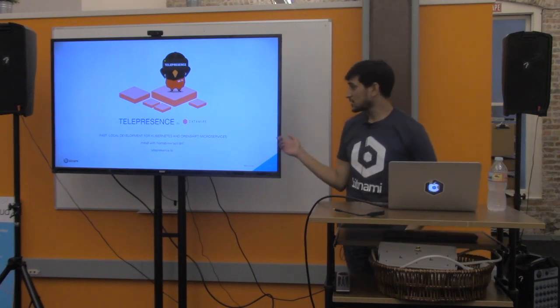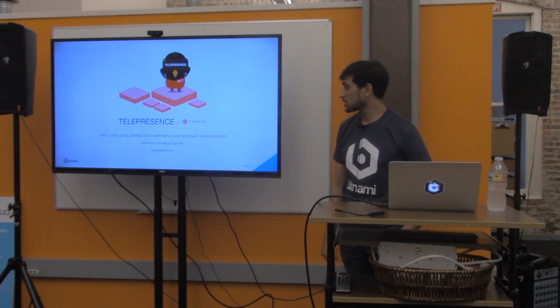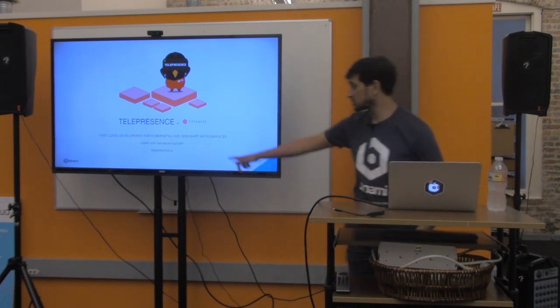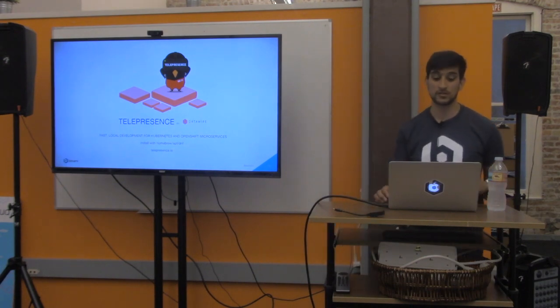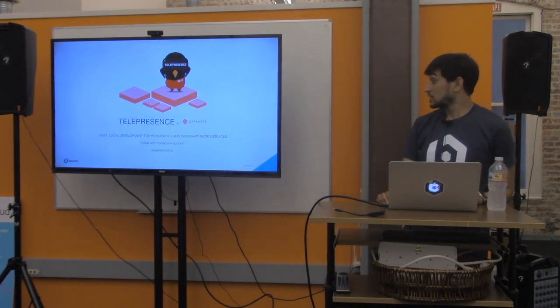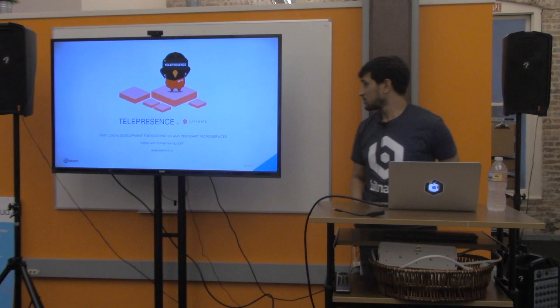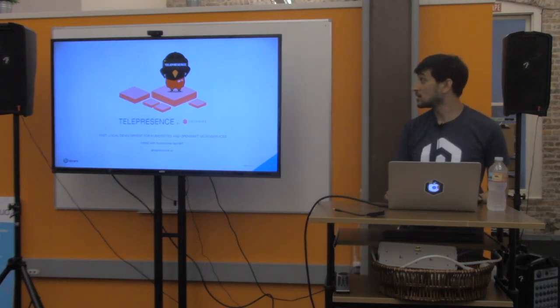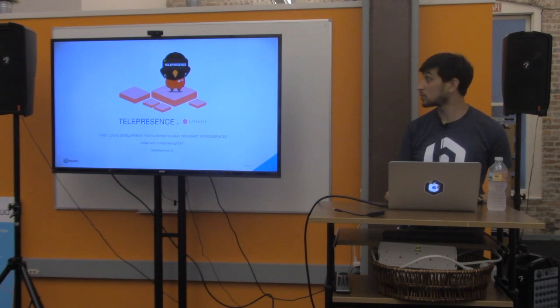So Telepresence is a project by a company called DataWire. It's all open source. You can go to telepresence.io and you can find a GitHub repository. You can find out how to install it and set it up. You can install it with Homebrew or apt or DNF, depending on what operating system you're using. But it's pretty easy to get up and running.